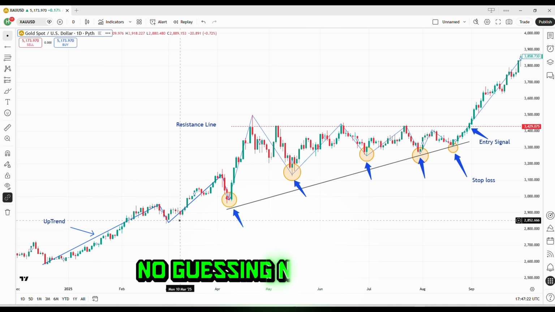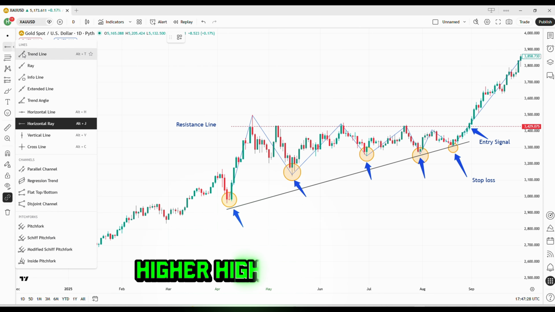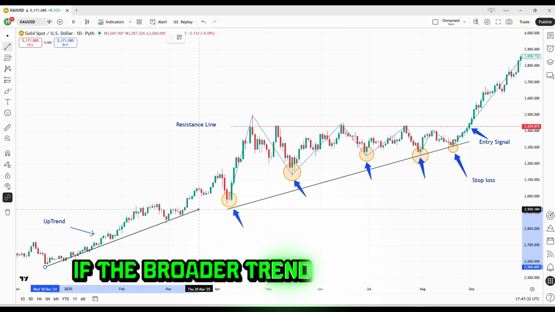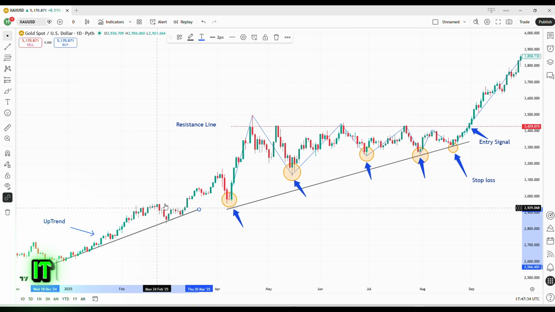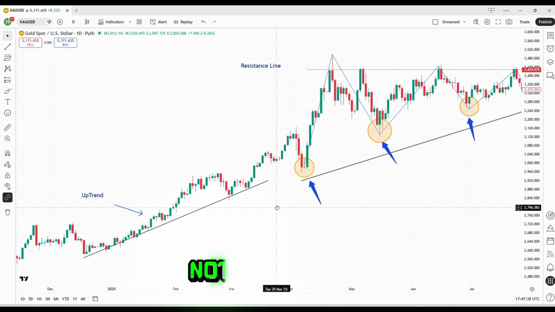Now let's break down the objective criteria. No guessing, no emotions. Rule number 1. There must be a strong prior uptrend, higher highs, higher lows, clear bullish structure. If the broader trend is sideways or bearish, it is not a valid VCP. We trade continuation, not hope.